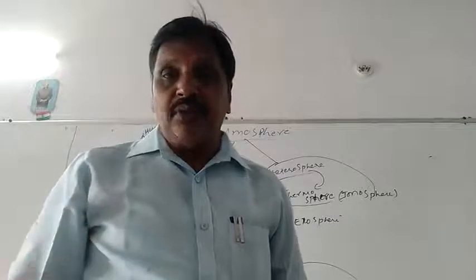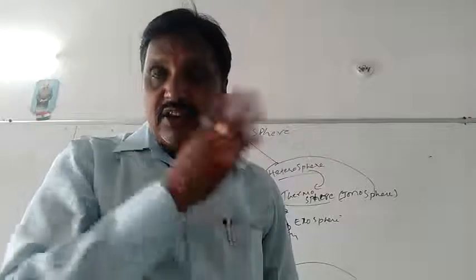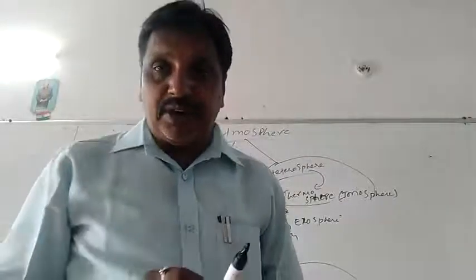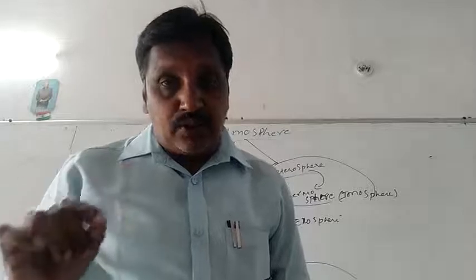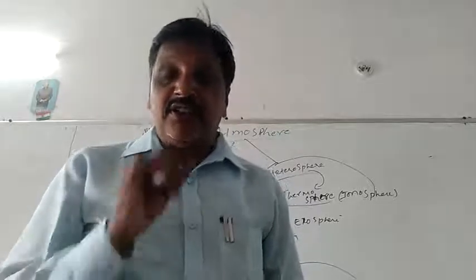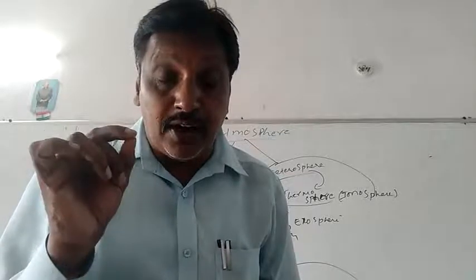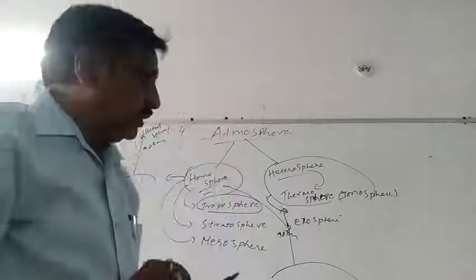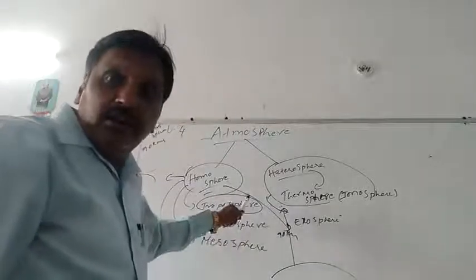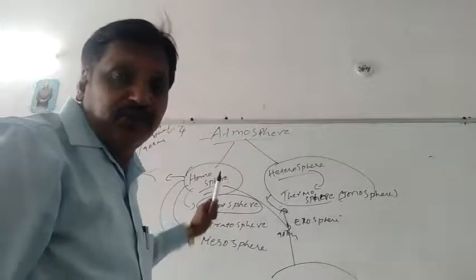Carbon dioxide, what does it do? 75% of gases will be in this layer only, and this is a very important layer, troposphere, the first layer. All our weather activity, cloud formation, all happens here only. Troposphere is very important for the hydrosphere or water cycle, because dust particles, aerosols, everything will be here only. Troposphere, first layer of the atmosphere.